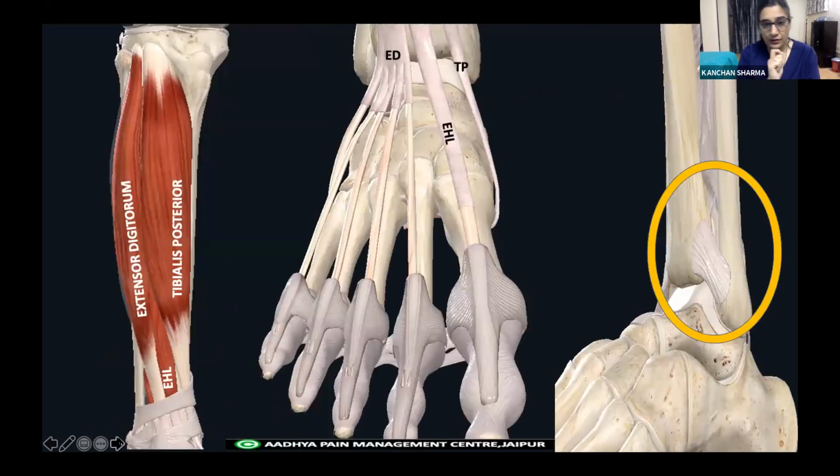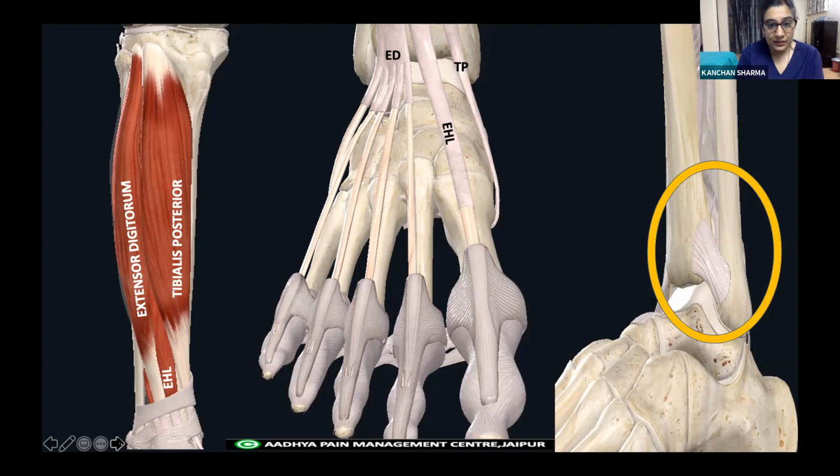I have deliberately eliminated the nerves part because I will be taking your nerve class, lower limb. And at that time I will be discussing all the nerves. So forget about the nerves right now. Just remember these tendons, and I'll give you a trick also to remember it.